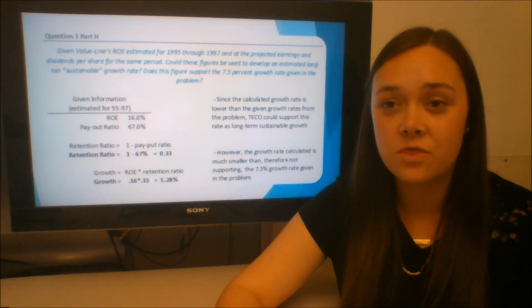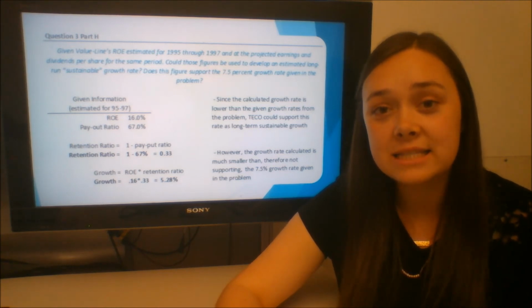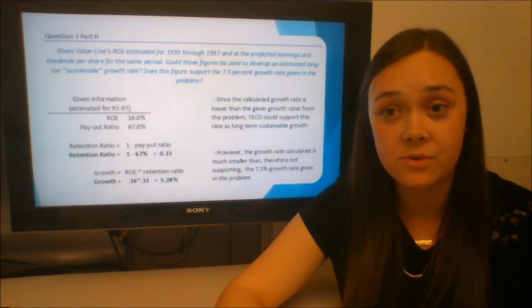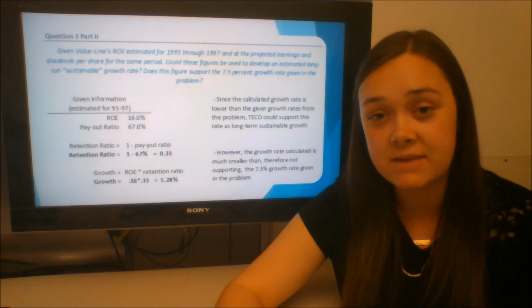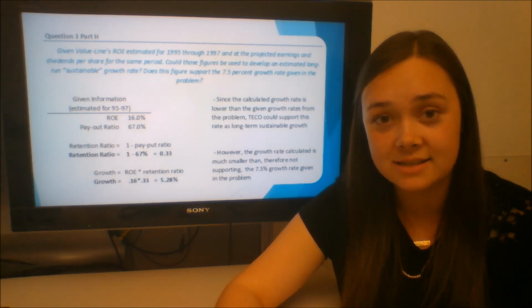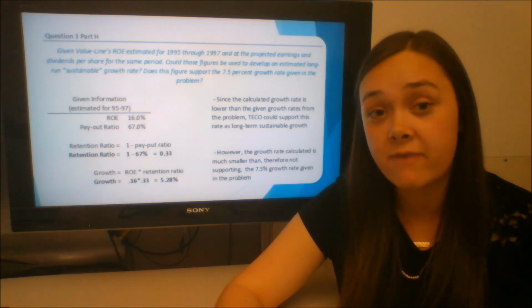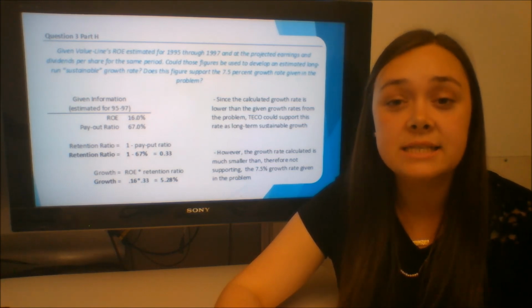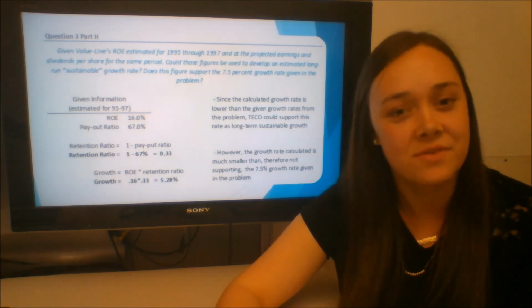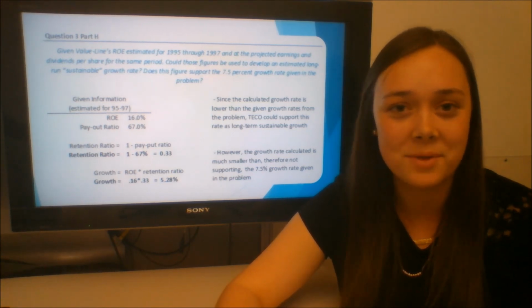Lastly, for question 3, Part H, I was asked to find the long-term sustainable growth rate and how it compared to the 7.5% growth rate given. Using the return on equity and the payout ratio from 1995 to 1997, I found a growth rate of 5.28%. Because this is lower than the 7.5% growth rate given, it does represent a long-term sustainable growth. However, as mentioned, it is lower than the 7.5% given in the problem.